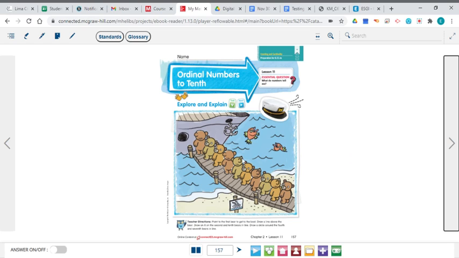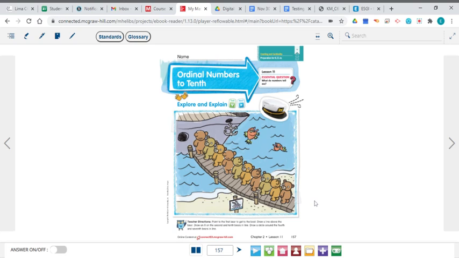So see how our bears are lined up on the dock? They're getting ready to get on that boat, and he would be the first bear on the boat. So we have first, second, third, fourth, fifth, and then 6th, 7th, 8th, 9th, and 10th.